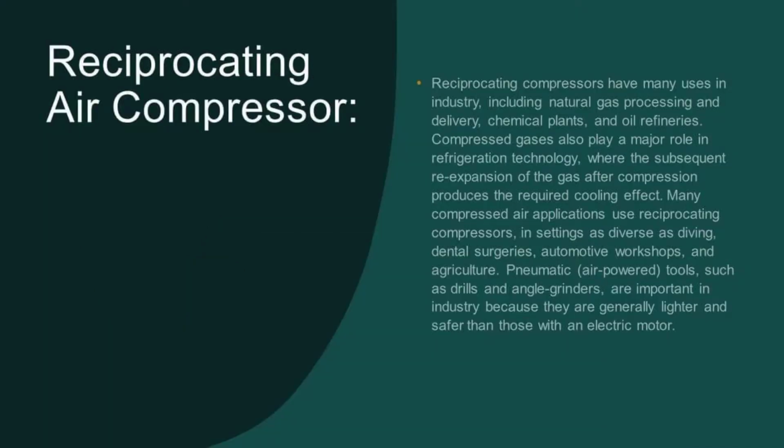Reciprocating air compressors. Reciprocating air compressors have many uses in industry, including natural gas processing and delivery, chemical plants, and oil refineries. Reciprocating compressors are widely used in various industries, in chemical applications, and even in refrigeration plants, because they supply high pressure gas and use compressed natural gas. There are three classifications of reciprocating air compressor, which are the single acting, double acting, and diaphragm.